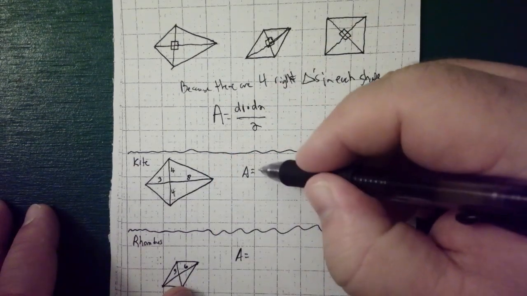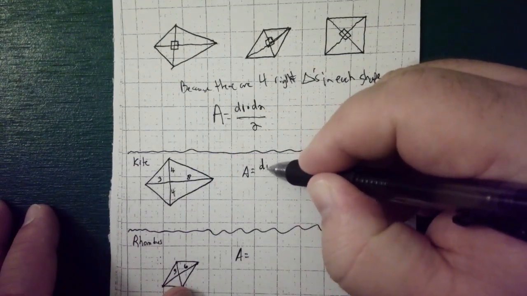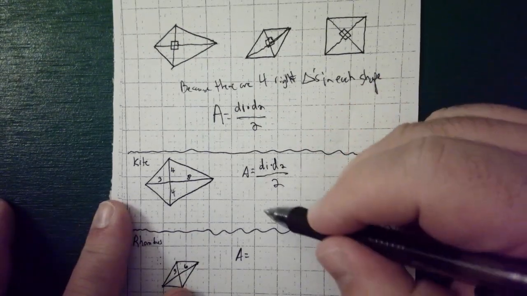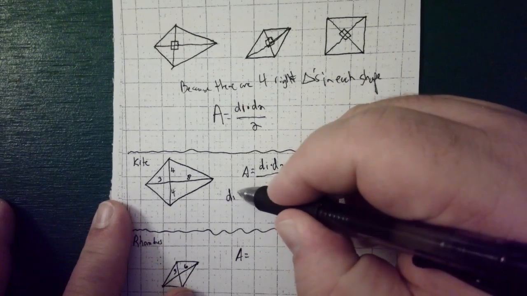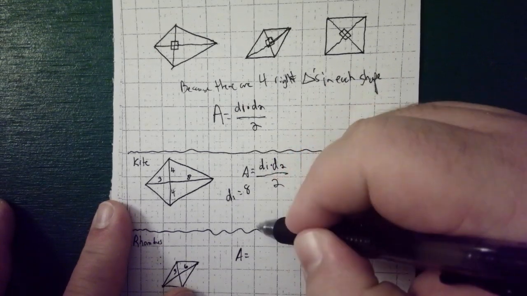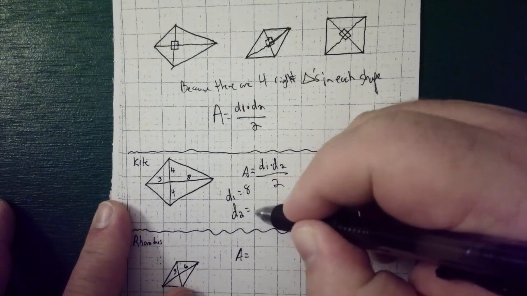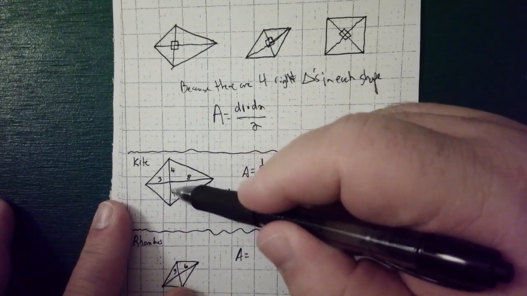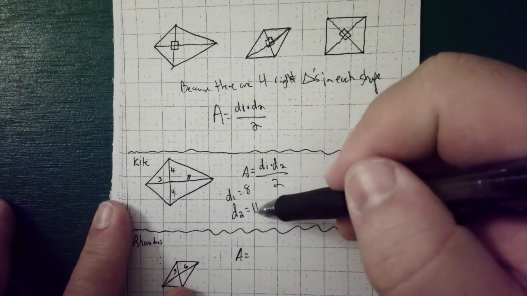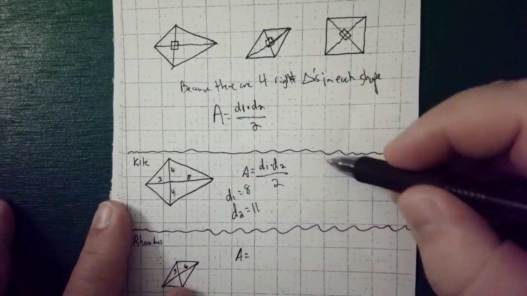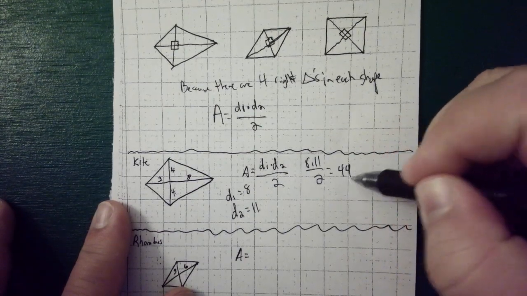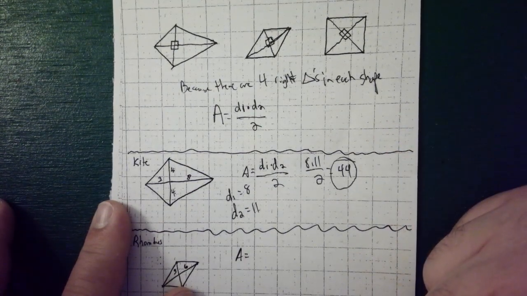So diagonal 1 times diagonal 2 divided by 2. Well, diagonal 1 would be 8, and diagonal 2 would be 11. See, 4 plus 4 gives you 8, and 3 plus 8 gives you 11. And so when I plug those things in, I get 8 times 11 divided by 2. That's going to be 44. All there is to it.